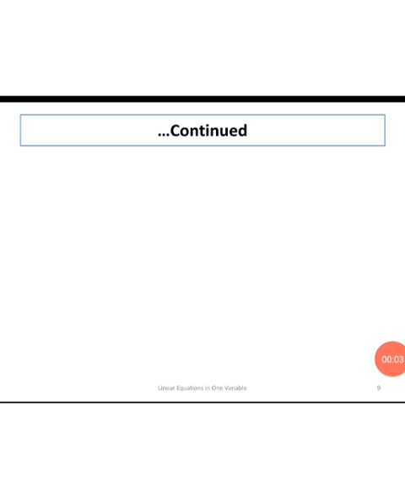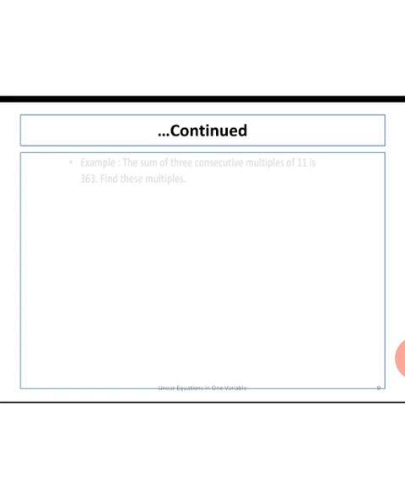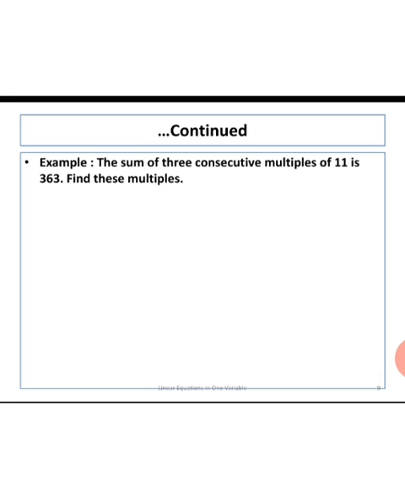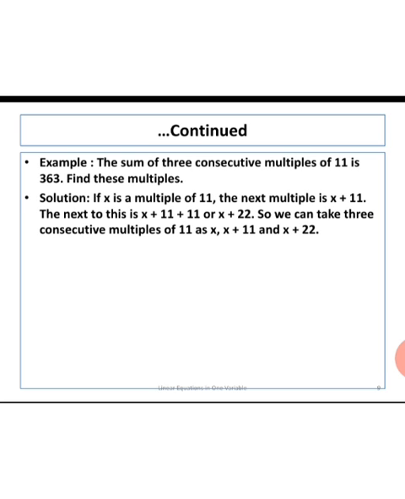Now let us consider the next example. The sum of 3 consecutive multiples of 11 is 363. Find these 3 multiples. Solution: if x is a multiple of 11, the next multiple is x plus 11. The second next multiple is x plus 11 plus 11 or x plus 22. So we can take 3 consecutive multiples of 11 as x, x plus 11 and x plus 22.